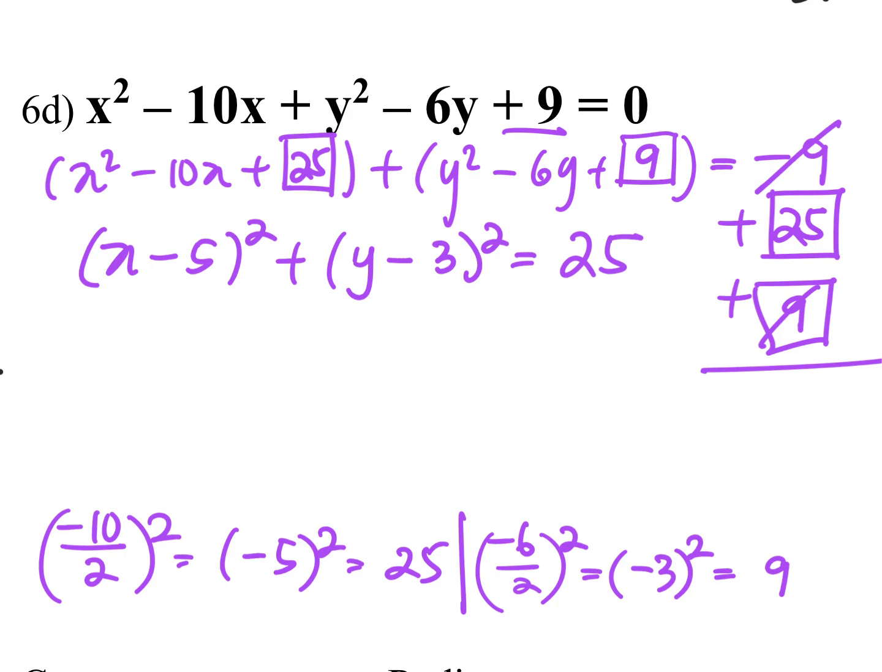In that case, we can now get our equation of the line. So we are given already the equation. Now we're going to get the center. The center is going to be located at 5 and 3, and the radius is going to be 5. Okay.